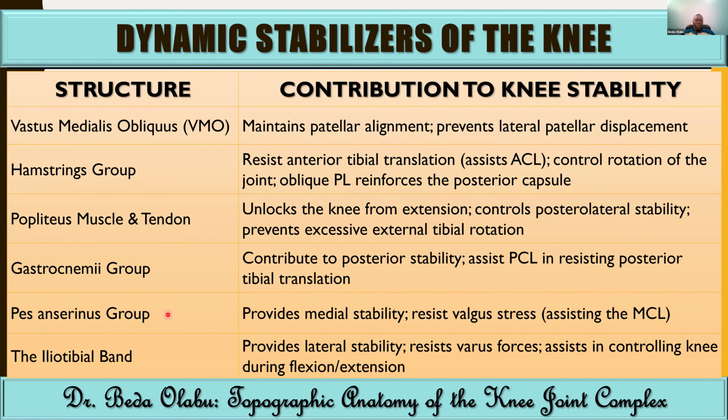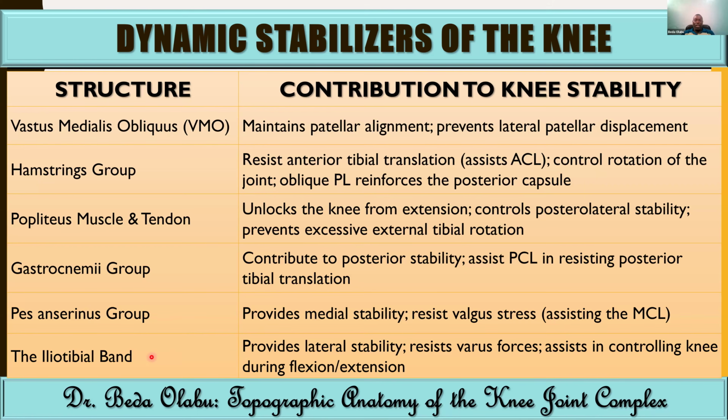The pes anserinus group, also known as the goosefoot, consists of three long muscles: sartorius, semitendinosus, and the gracilis muscle. They insert together in a common aponeurosis that we call the pes anserinus. And there's even a bursa related with the same name. So these three provide medial stability to the joint, and they also help in resisting valgus stress, assisting the medial collateral ligament.